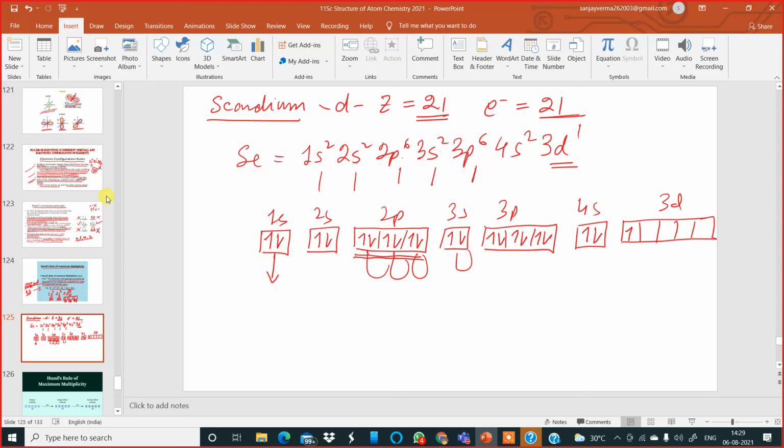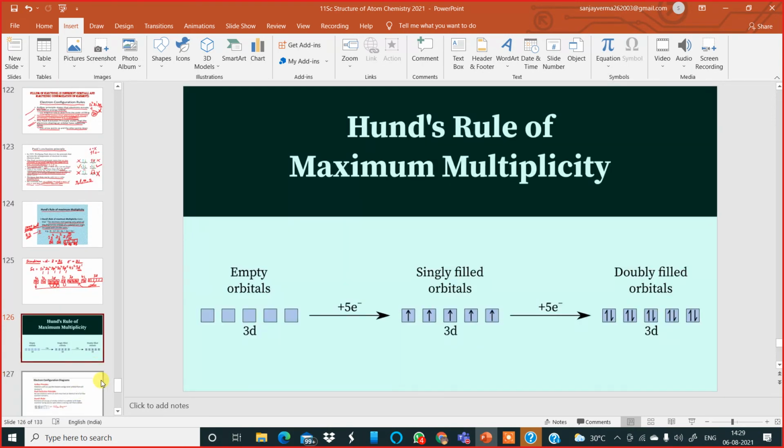Actually, normally the energy of 3d is lesser, so it is sometimes placed over here. But I'll teach you that later with the rule. Just now, try to understand Hund's rule. Now look at the main thing over here, which I've explained already. Illustration: Hund's rule of maximum multiplicity.